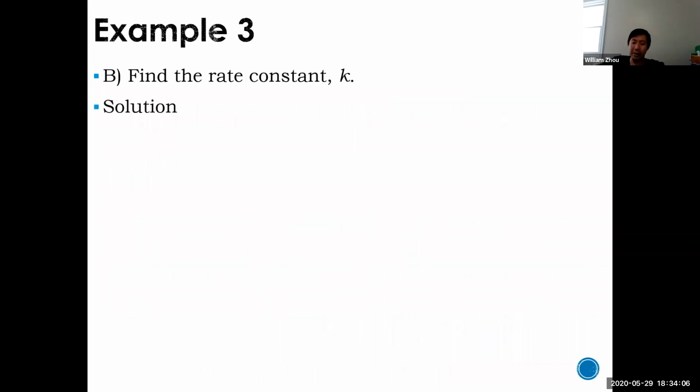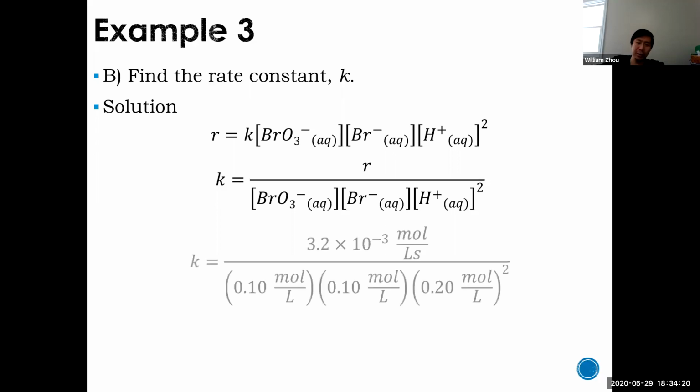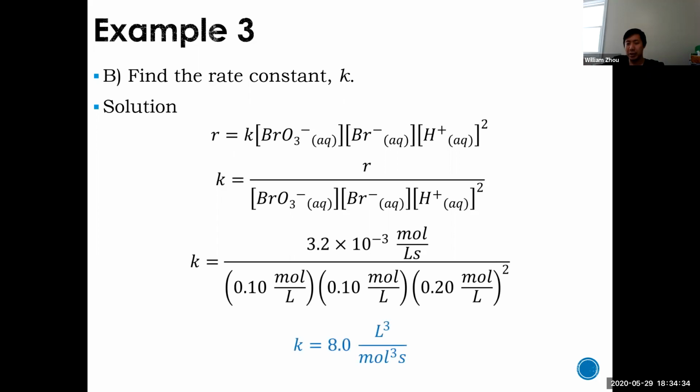Now, to find K, again, here is the rate law. All you have to do is just sub in all of the numbers the question gives you. Just be careful, don't copy them wrong. First of all, I'll rearrange to isolate for K. You put the numbers in. R is 3.2 times 10 to the negative 3. BrO3 is 0.1. Br is 0.1. Hydrogen is 0.2, but you have to square the hydrogen. So you put all of this in your calculator, and that should come out to be 8. Again, the unit doesn't really matter. It's liters cubed over moles cubed per second. K is 8. And you do sig figs, 2 sig figs, and that's it, you're done.